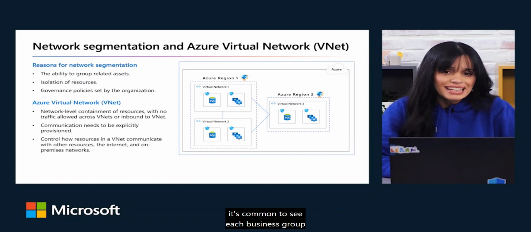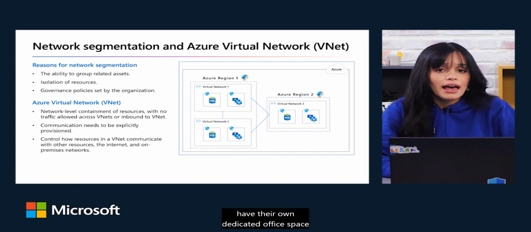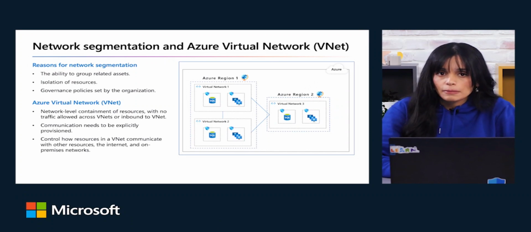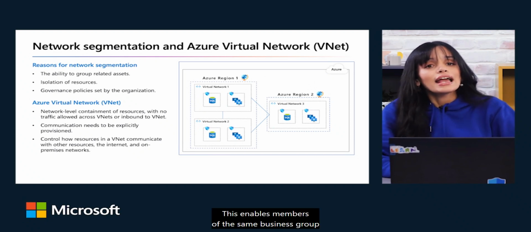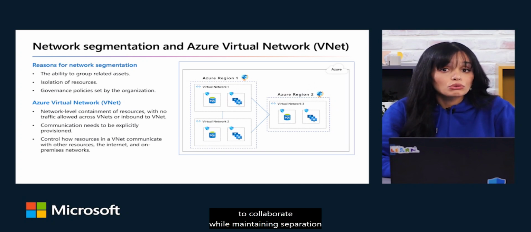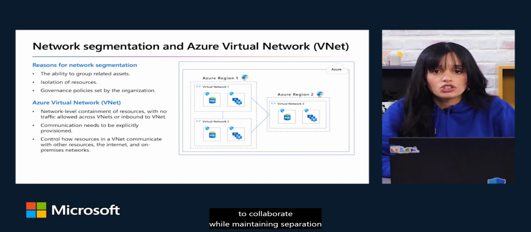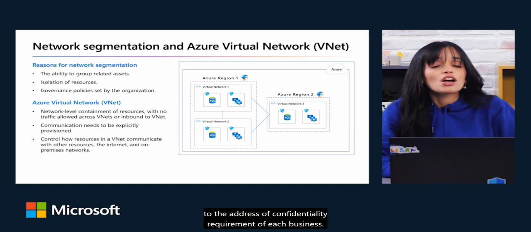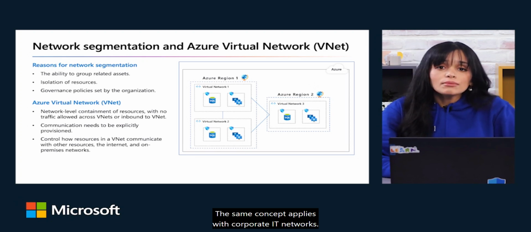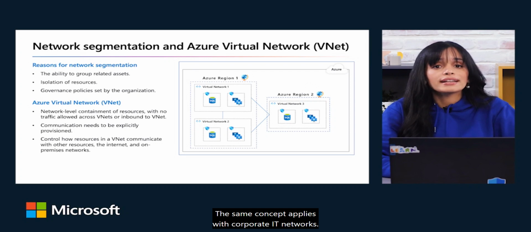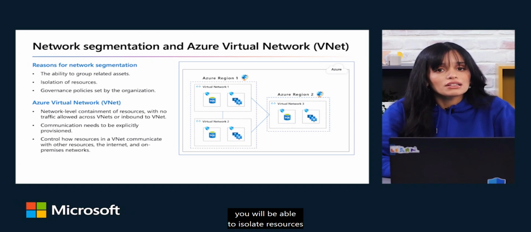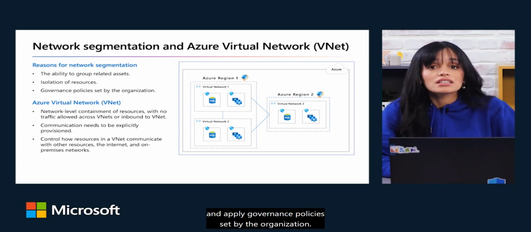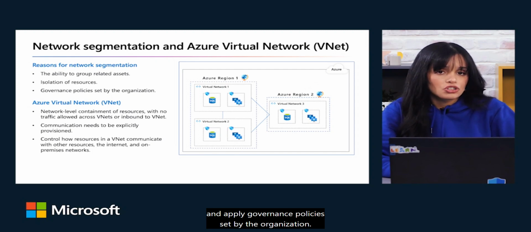In an office environment, it's common to see each business group have their own dedicated office space, while members of the same group share an office. This enables members of the same business group to collaborate while maintaining separation from other groups to address the confidentiality requirement of each business. The same concept applies with corporate IT networks. With network segmentation, you will be able to isolate resources and apply governance policies set by the organization.